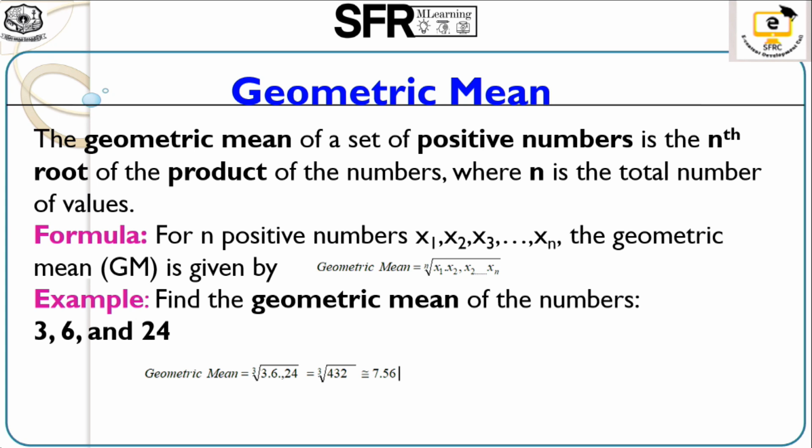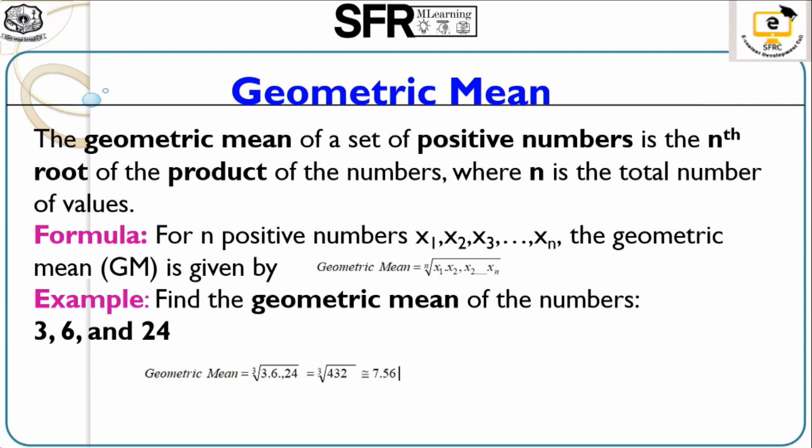Next we see the geometric mean. The geometric mean of a set of positive numbers is the nth root of the product of the numbers, where n is the total number of values given. Here the formula, for any positive numbers x1, x2, etc., xn, the geometric mean is given by the nth root of x1, x2, etc., xn.